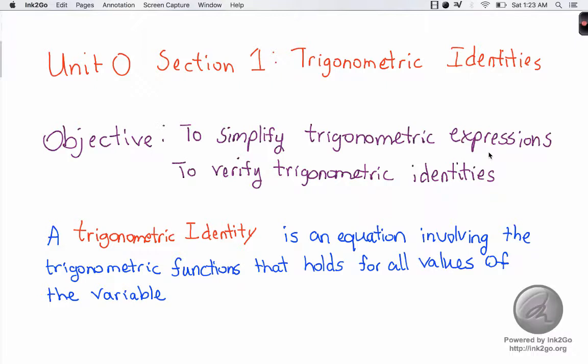Today we're going to learn about trigonometric identities. We're going to learn how to simplify trigonometric expressions and then how to verify trigonometric identities. So a key term today is trigonometric identities, which is just a simple way of saying an equation that involves a trig function that is true for all the values of the variable.